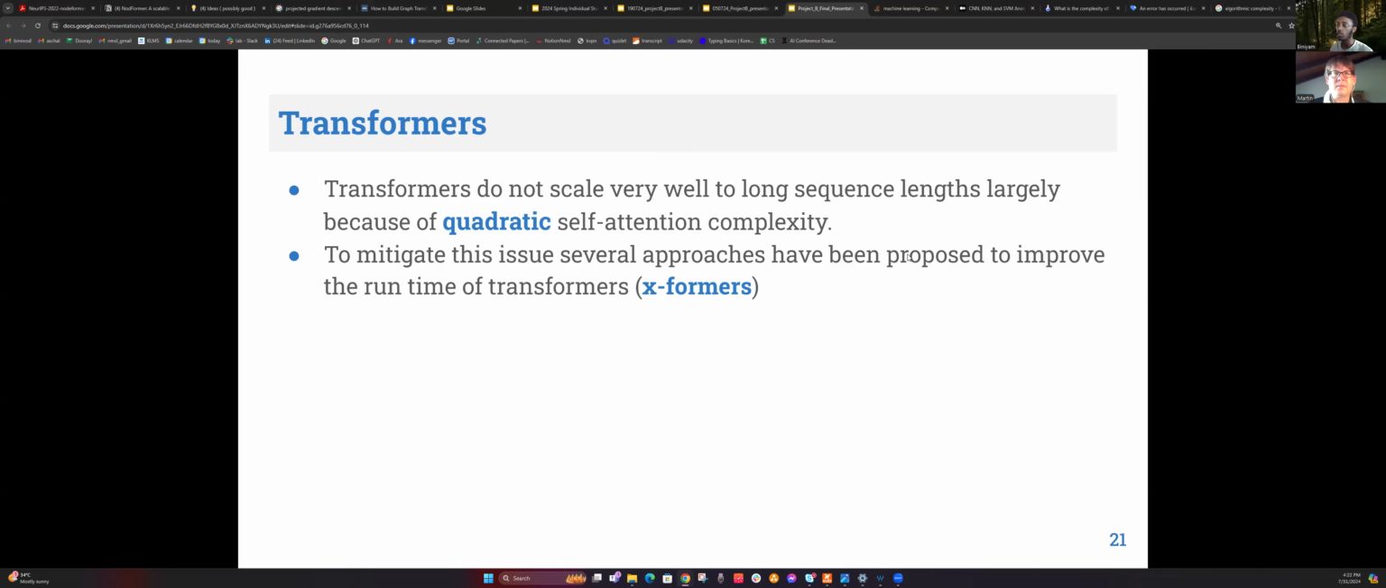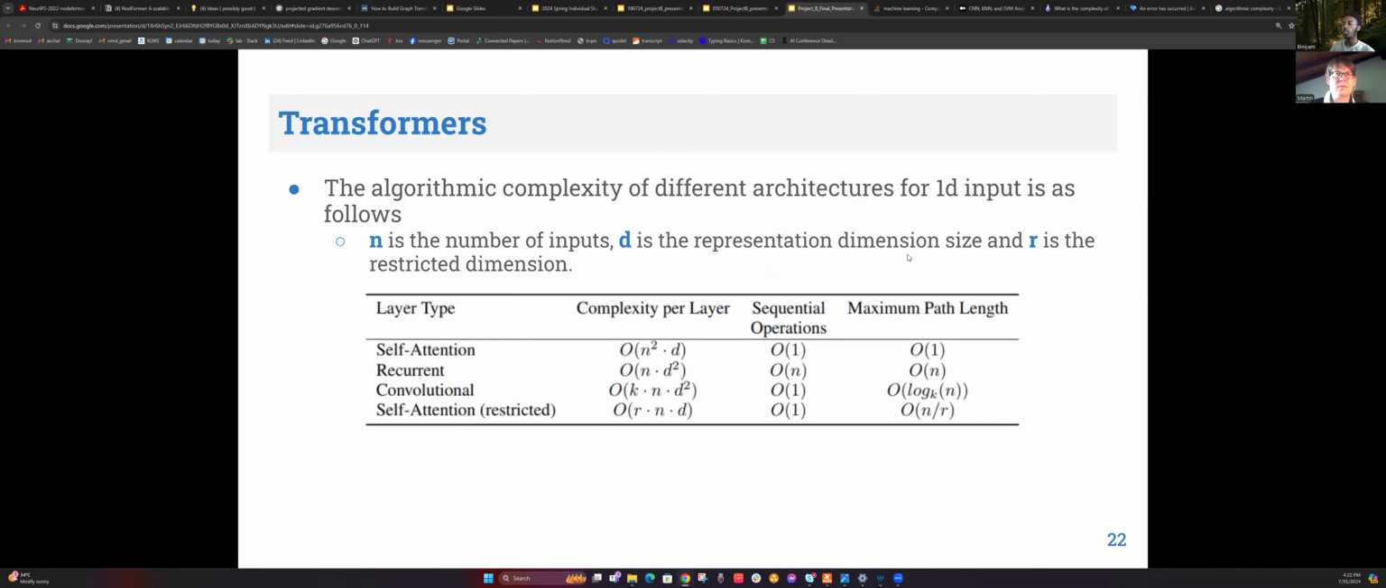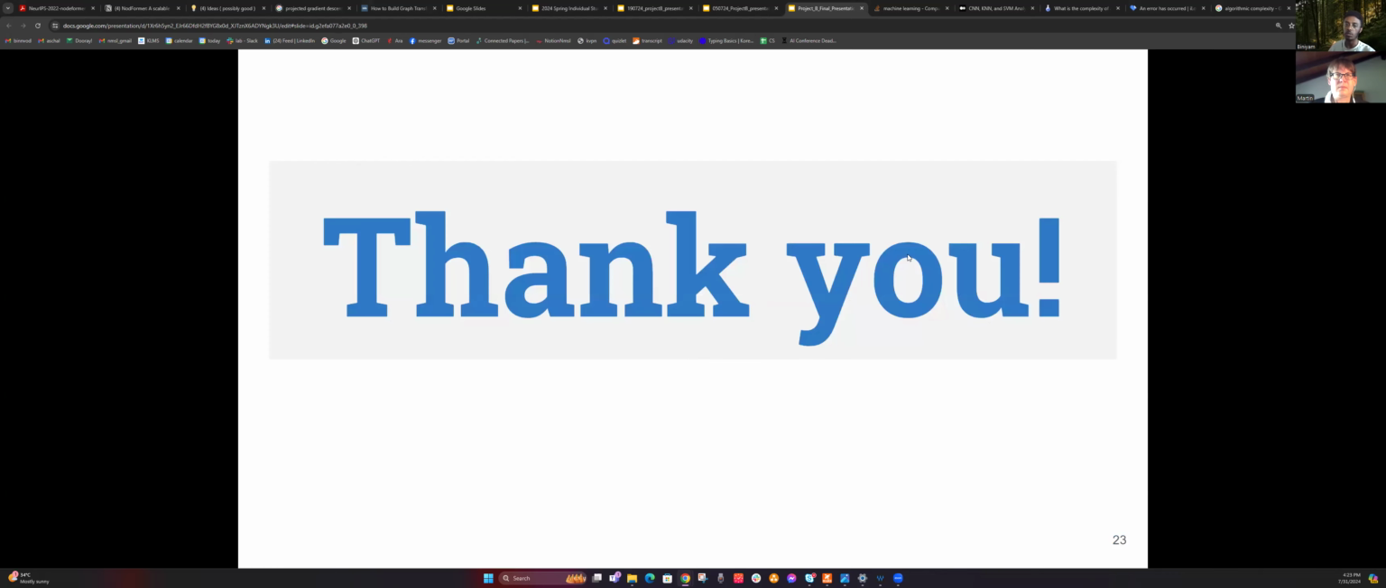So to mitigate this issue, several approaches have been proposed to improve the runtime complexity of transformers, which are called X-formers. And in the transformer paper by Vaswani, the first transformer paper, they also proposed these complexities, and this is the algorithmic complexity of different architectures for 1D inputs. So you can see some differences here between the convolution complexity that we discussed and the one presented here. Yes, and this has been my presentation. Thank you for your attention.